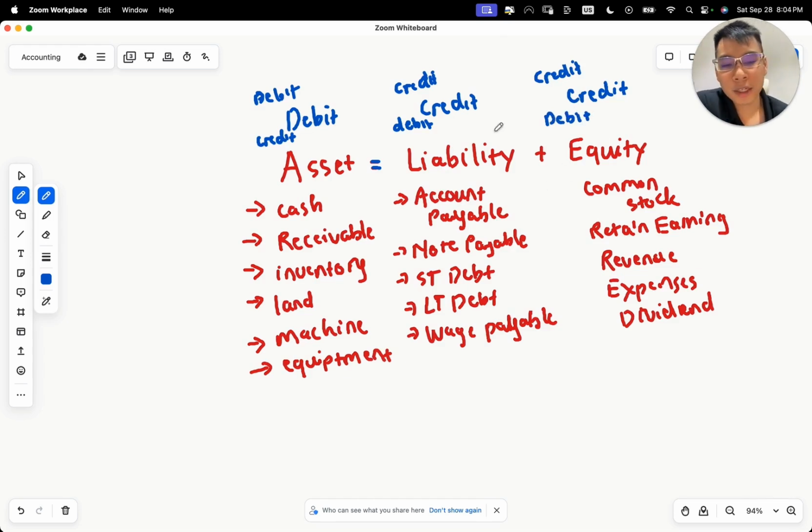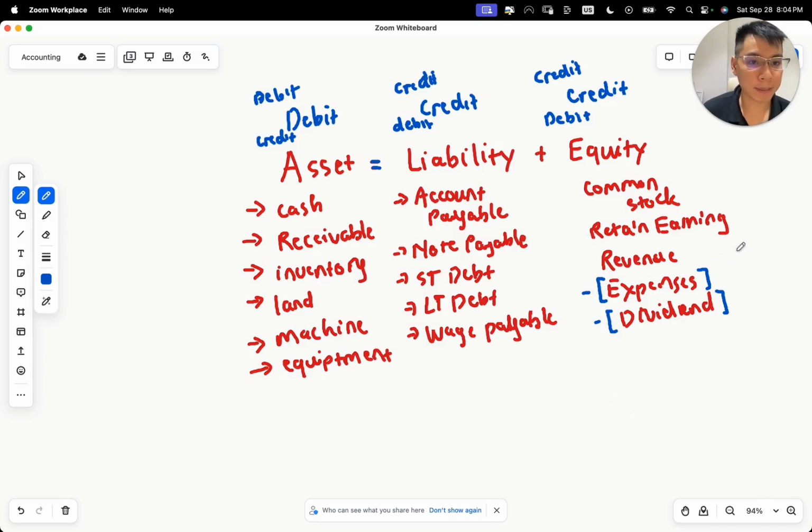Now, there's one small rule in equity accounts, which I call the contra equity, in which there are the expenses and the dividends, which are negative. When you make some money, which is revenue, you retain your money in terms of retained earnings, or you put money into the business as common stock. Those are regular accounts. They don't have a negative sign in front. But expenses have a negative sign. So it's a contra equity.